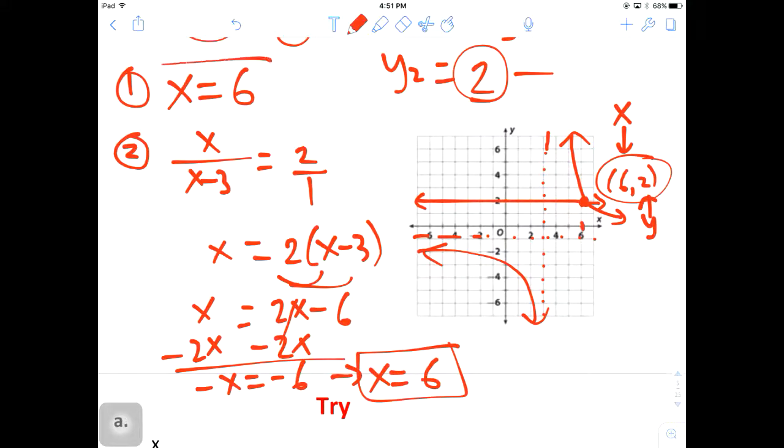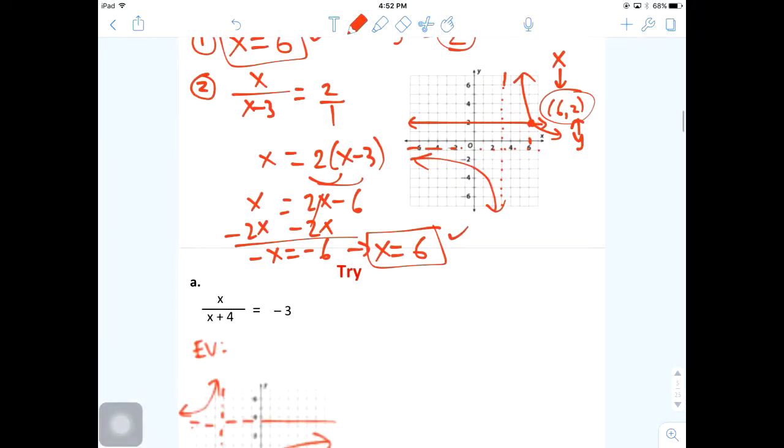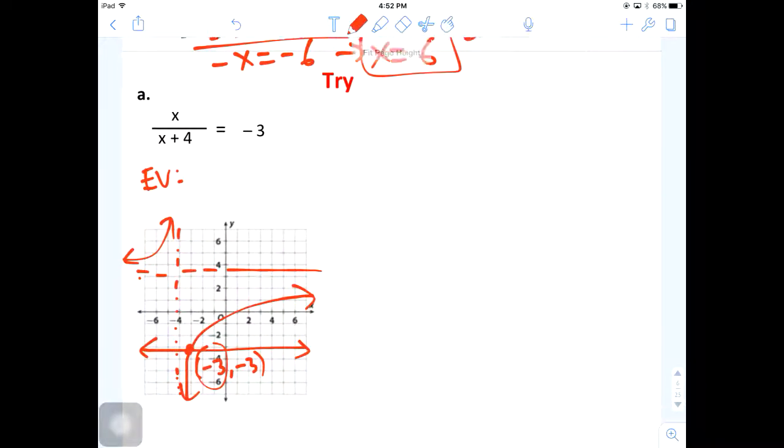So I just showed you that I get the same answer when I'm using the algebra and the graph. It's the same answer. So that is the concept of solving the problem using a graph. So go ahead and let's try the second problem.